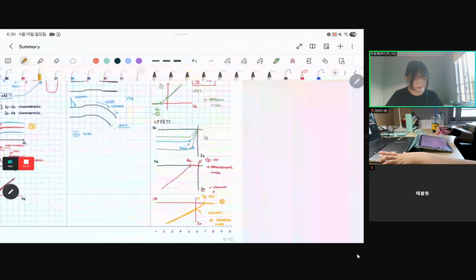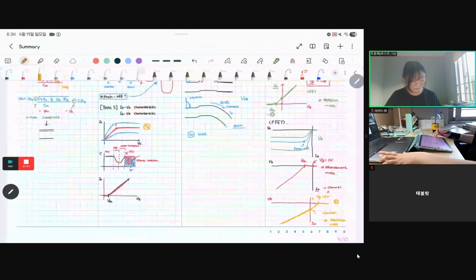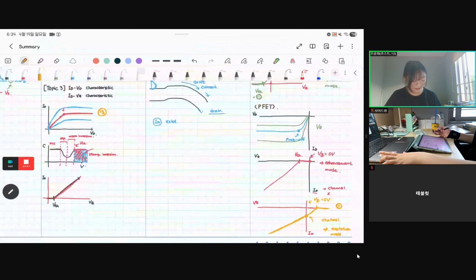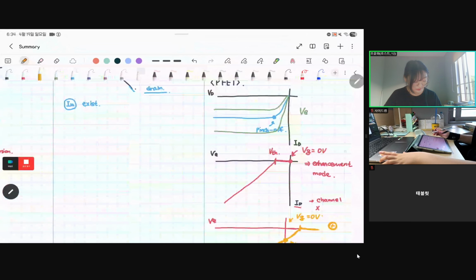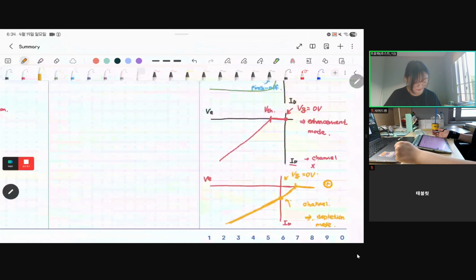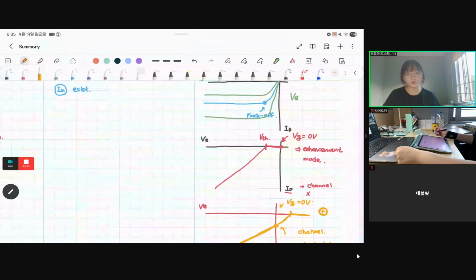So as the conclusion, even if the gate bias is 0, if the channel occurs, we call this depletion mode. And if we give 0 volts as the gate bias, and the channel doesn't occur and the current also doesn't flow, we call this mode enhancement mode.